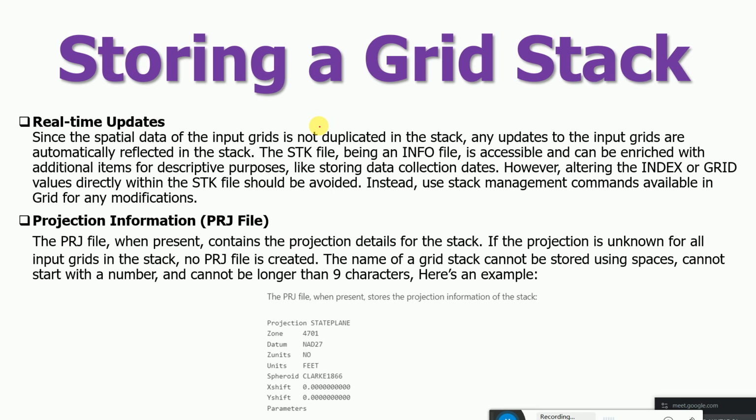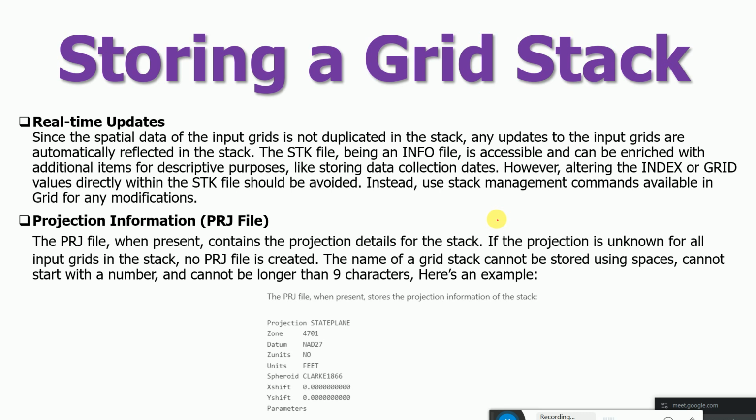Now projection information, the PRJ file. Whenever you save a file, like a polygonal file, there is a file called a PRJ file. You will see lots of files downloaded, and one file is a PRJ file. The PRJ file is the projection information file, and this is an important file. When present, it contains the projection details for the stack. If the projection is unknown for all input grids in the stack, no PRJ file is created.